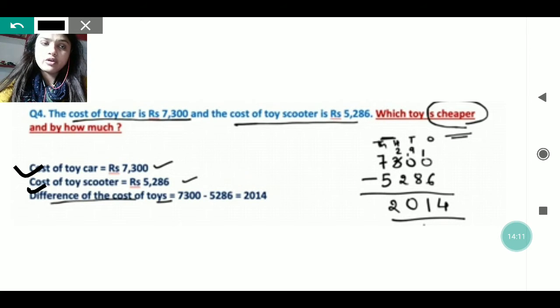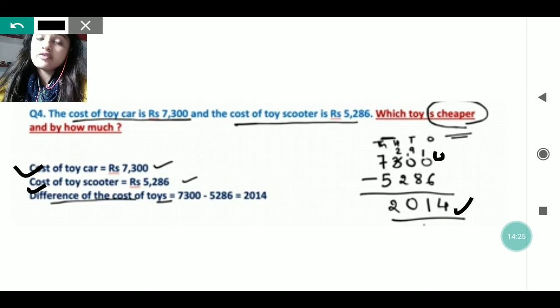So here you have to do some regrouping. 0 minus 6 is not possible. Take one carry, it will become 10. 10 minus 6 will be 4. Here from this number we have taken carry, so it has already taken carry from 3. So 3 has become 2 and this 0 has become 9 here, because previously it was 10 and 1 it has given to the next 0, so it has become 9 here. So 9 minus 8 we will get 1, and 2 minus 2 we will get 0, and 7 minus 5 we will get 2. So we will get 2014 rupees difference between the toy car and the toy scooter.